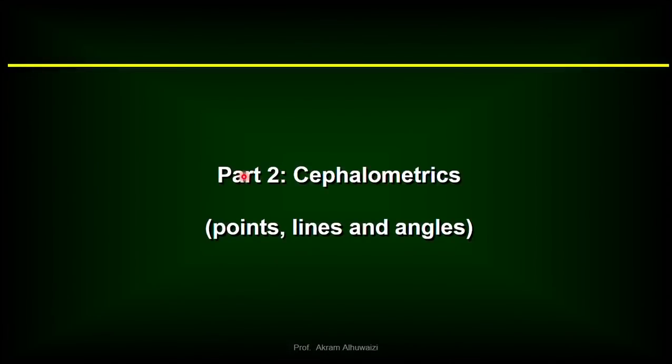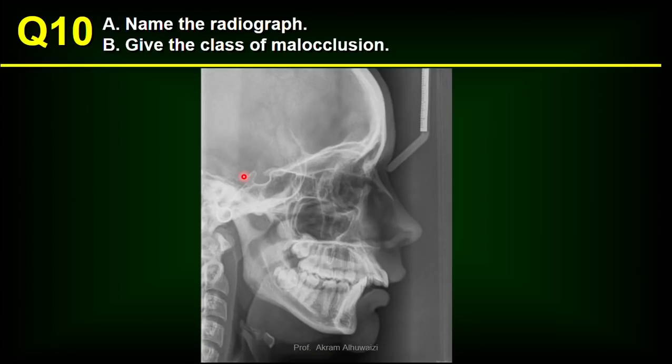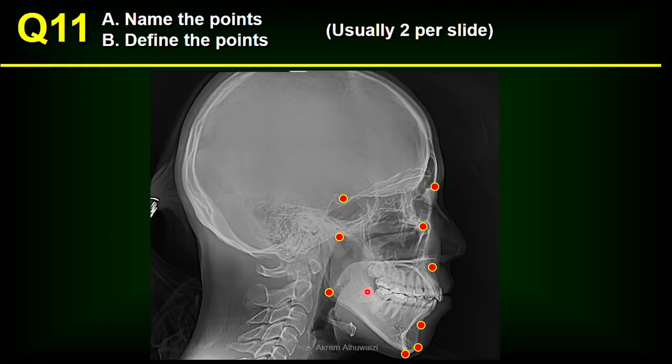The second part is cephalometrics. And with the cephalometrics, the common first question is to name the radiograph. The radiograph is a cephalometric radiograph. Give the class of malocclusion. You can notice from the increased overjet that this is a class 2 division 1 malocclusion.